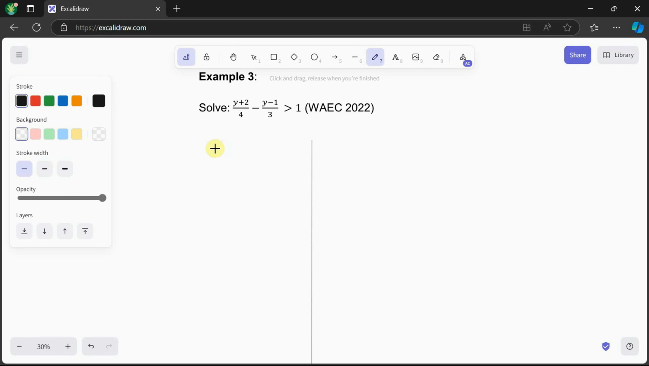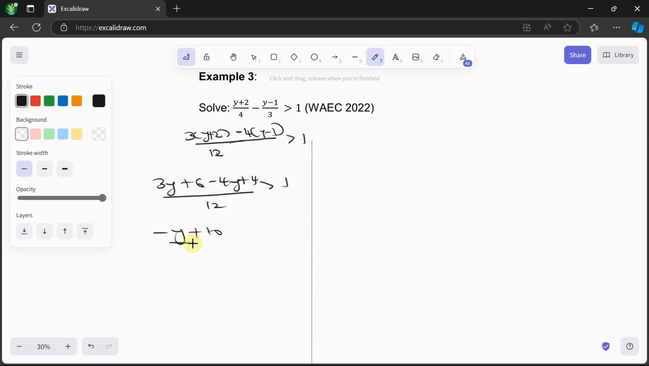The LCM here is 12, so 12 divided by 4 is 3, so 3(y + 2), minus 12 divided by 3 is 4, so 4(y - 1), is greater than 1. So let's expand the bracket. That will be (3y + 6 - 4y + 4)/12 is greater than 1. 3y minus 4y will give you minus y, plus 6 plus 4 will give you plus 10, all over 12 is greater than 1. So if I cross multiply, that will be minus y plus 10 is greater than 12.